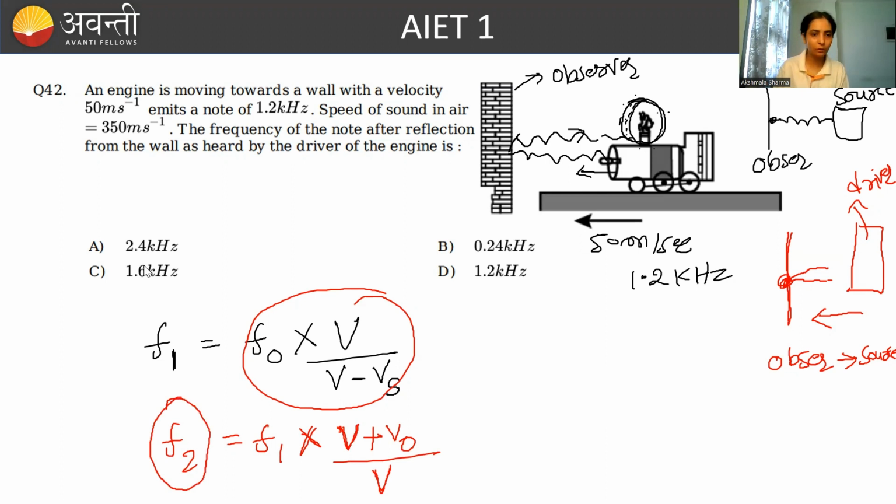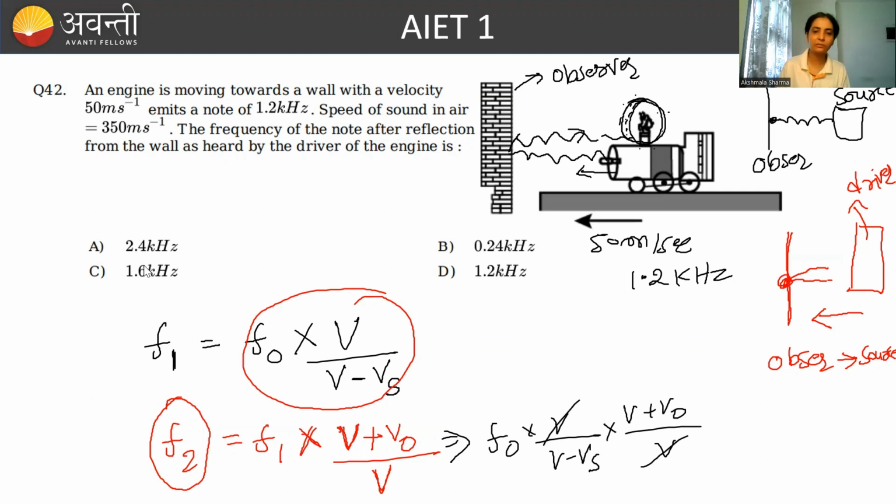Now you solve this. Put the value of F1. What was the value of F1? F0 into V by V minus Vs into V plus V0 by V. This V will get cancelled. And what is going to be the value? Let's write 1.2 kilohertz. I am not cutting the kilo. Into, chalo let's cut it, 10 to the power 3 into V plus V0. V is how much? 350. V0 is how much? 50. So that is becoming 400.